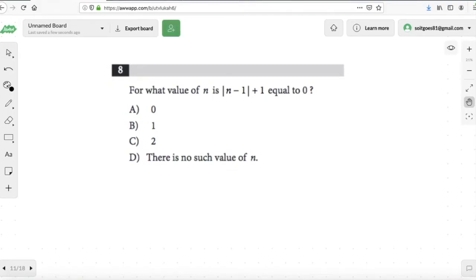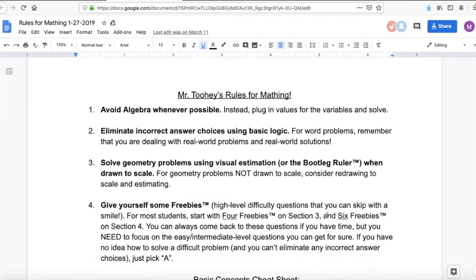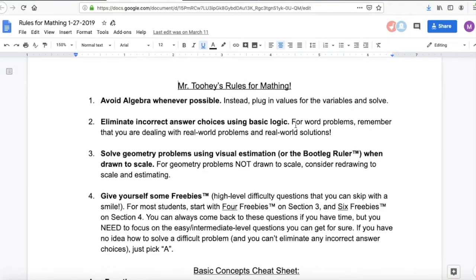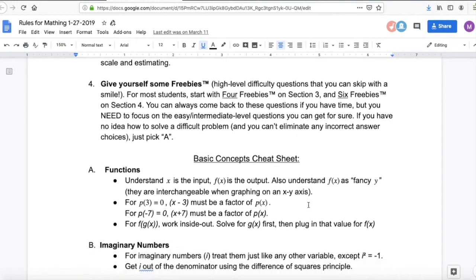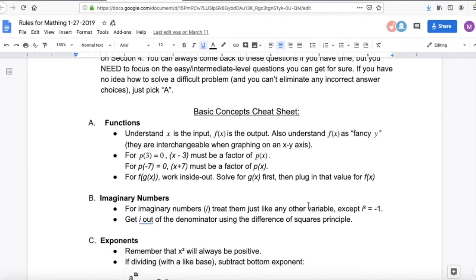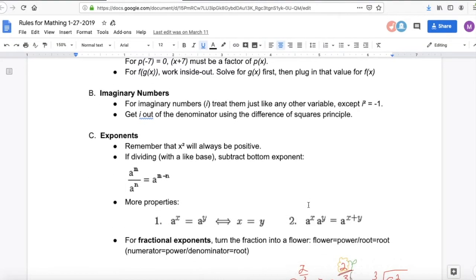And here I want to show you how to use the basic concept cheat sheet that's on the rules for mathing. Here's the rules for mathing. We've got the first 4 rules. Again, we're going to focus on rules 1 and 2 in the first 2 days of the course. We will get to rule 3 on the 3rd day and rule 4 on the 4th day, when we talk about how to approach your prep on your own. But on the basic concept cheat sheet, if there's a concept they're testing you on the SAT, it's all here. It's all laid out. And this thing is powerful.